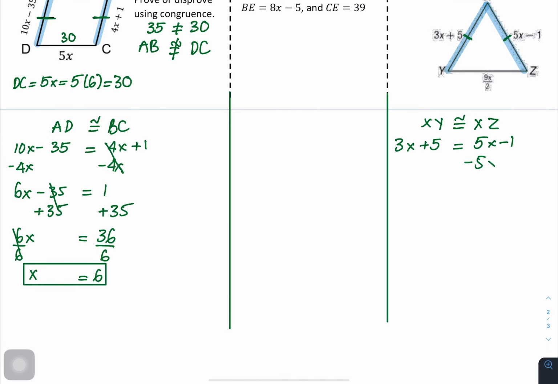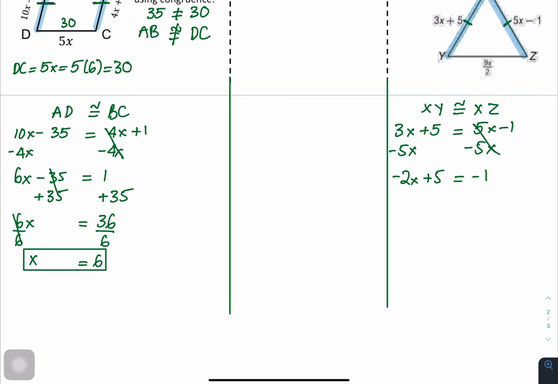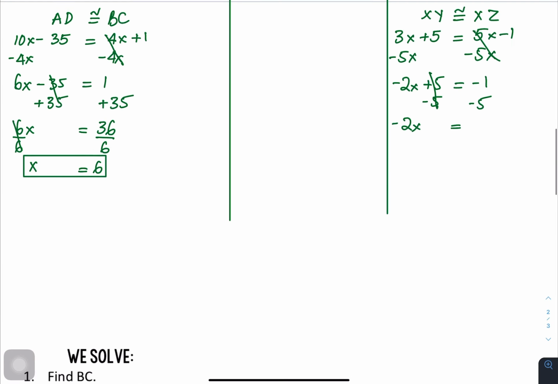Subtract 5x on both sides. 3 minus 5 is negative 2x. Bring down my plus 5. Bring down my equal sign. On the right side, I only have -1. Move the number to the right side. This is +5, so I'm going to do the opposite, which is -5 on both sides. They cancel out. On the left side, I only have -2x. Bring down my equal sign. -1 minus 5 is -6.